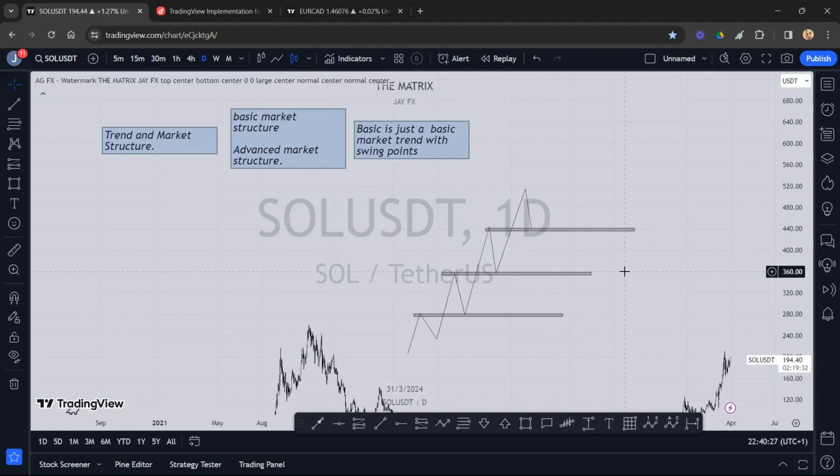So this is a basic market structure. Our basic higher high or higher low with swing points. Now you see the market got here, it dropped, right? And as it dropped, it came back, it broke this level right here. Am I right?